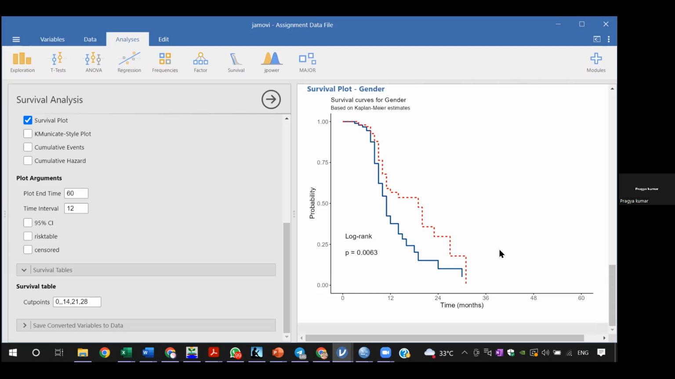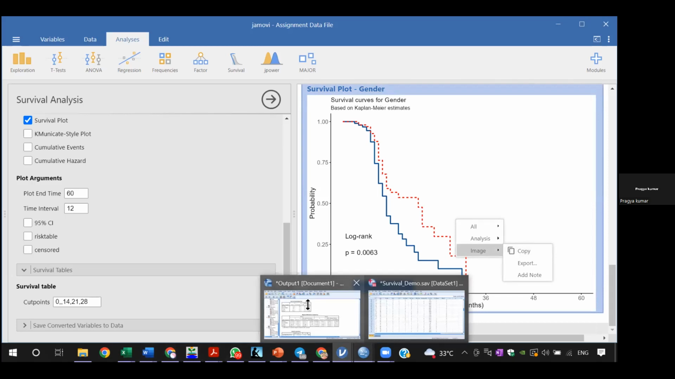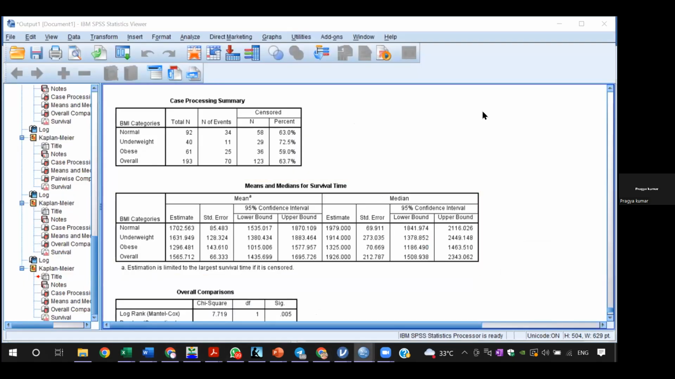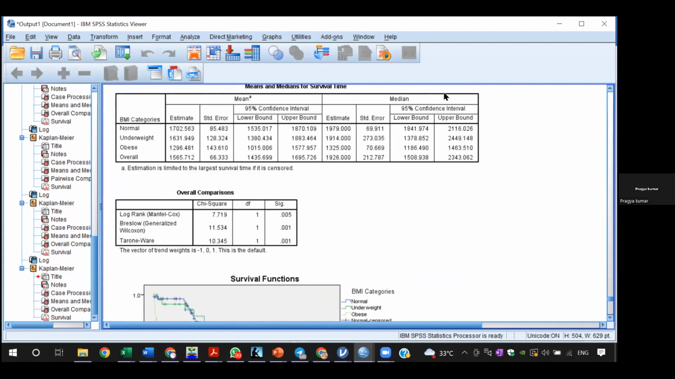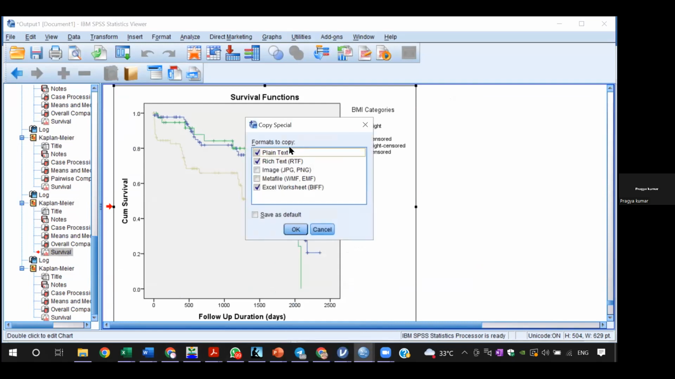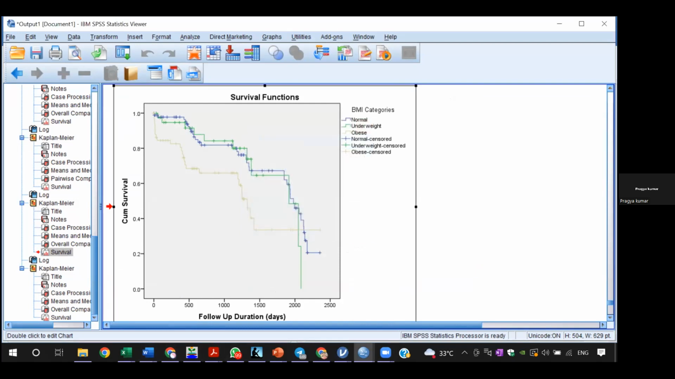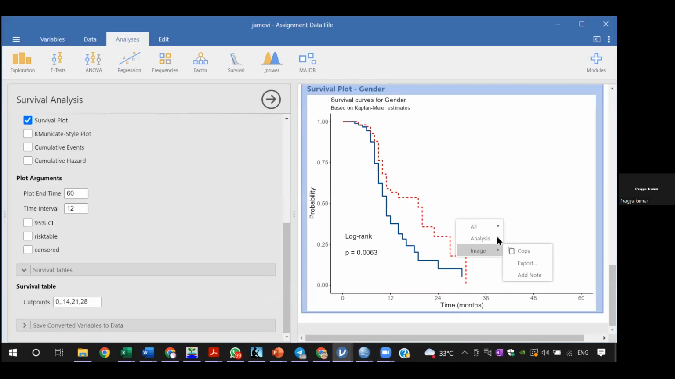It's in the image form. If you copy, it doesn't give you any other form. Like if you go to SPSS and you want to copy the image, it gives you copy special. So it gives you these options: image, Excel image, rich text, plain text, and so on. But JAMOVI doesn't give that. It plainly takes it as an image.